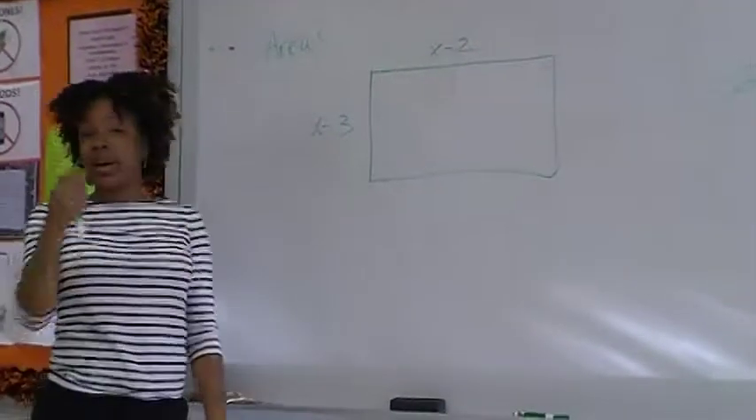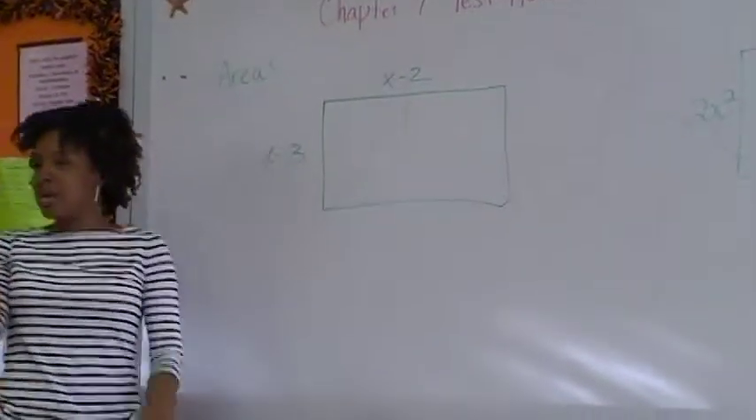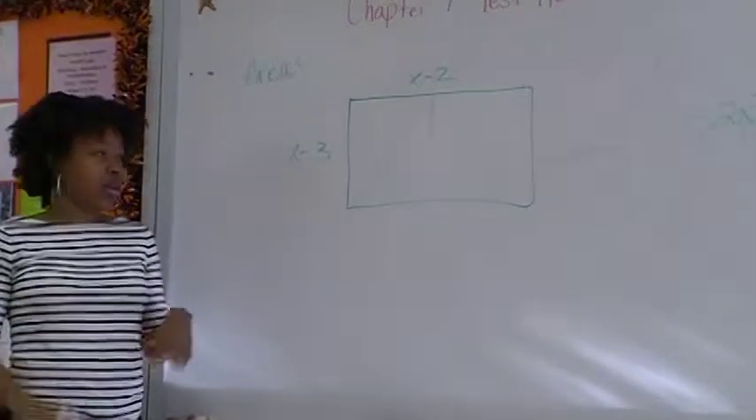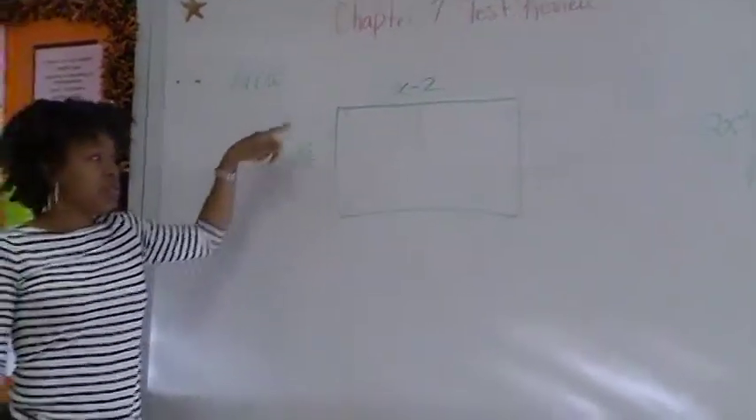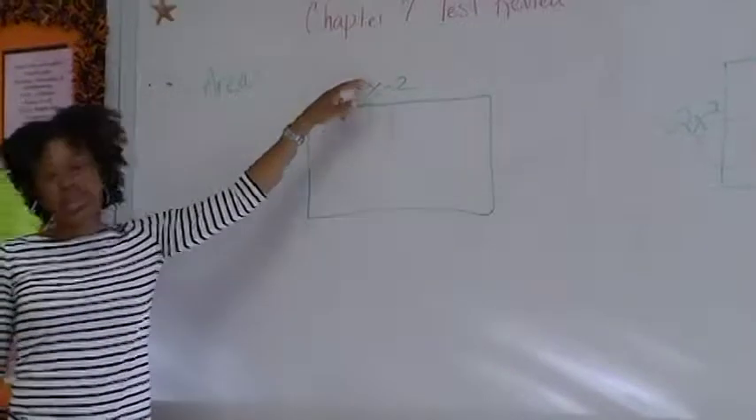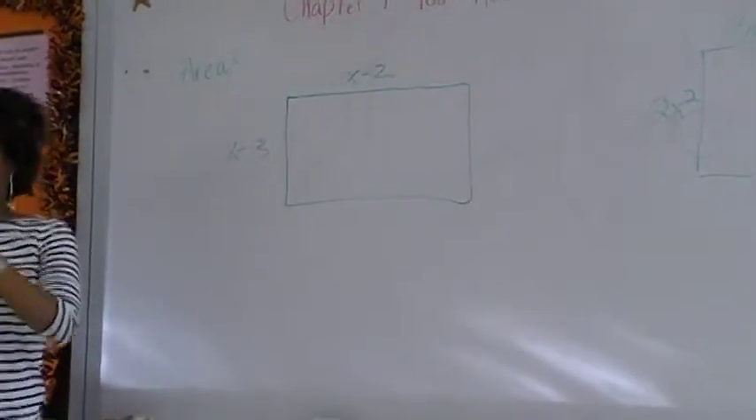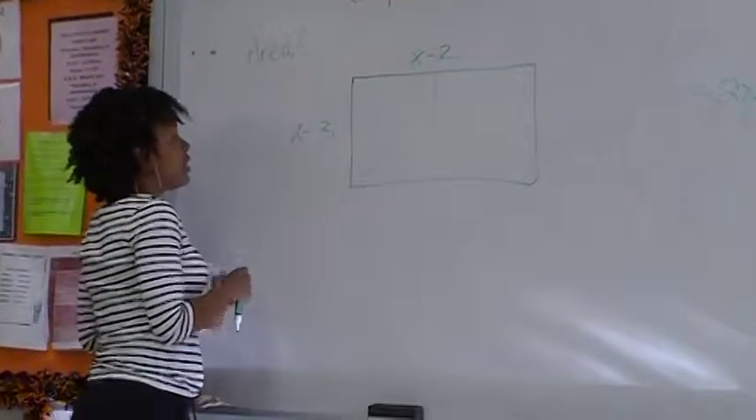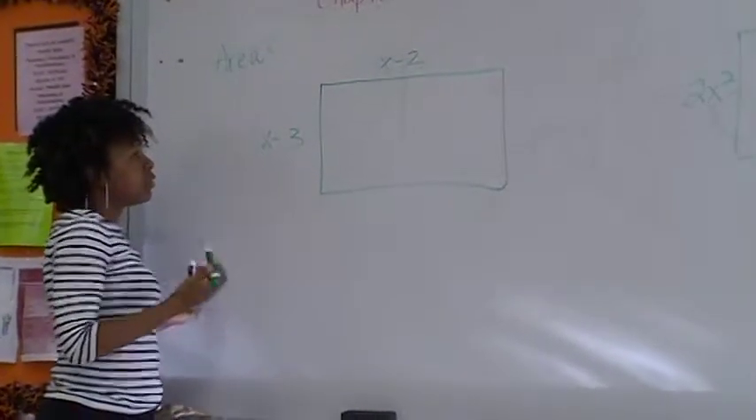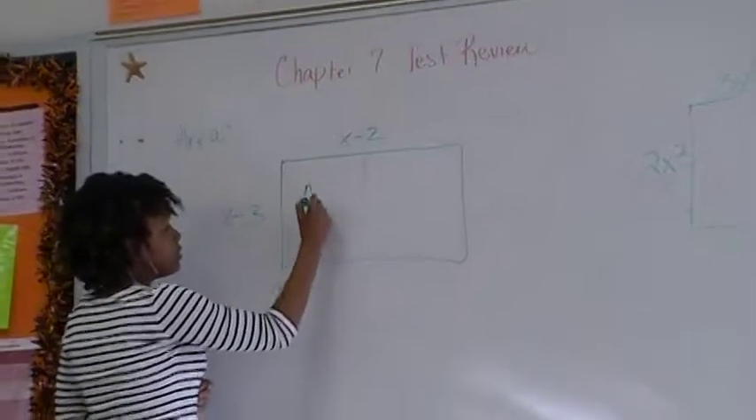How do you know? Because you can't just go by your eyes. Sometimes it's really close, but it's different. If it was a square, these would have to be exactly the same. Okay? Don't trust your eyes. That's very important.